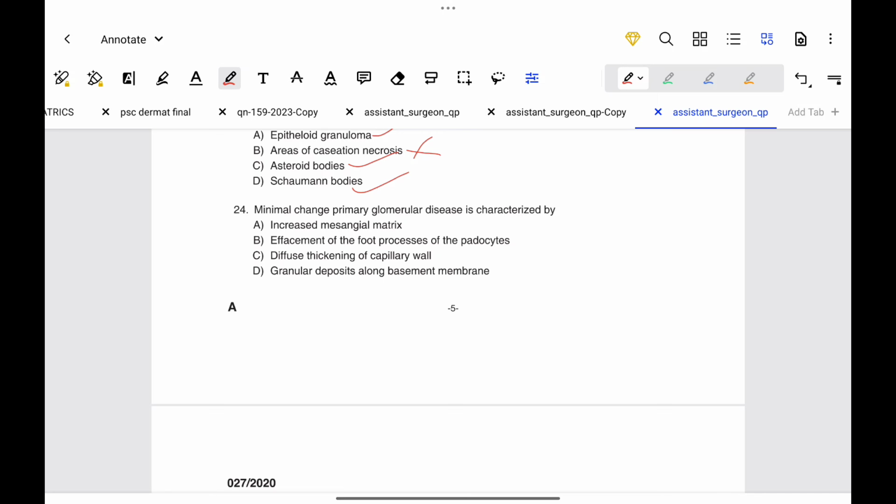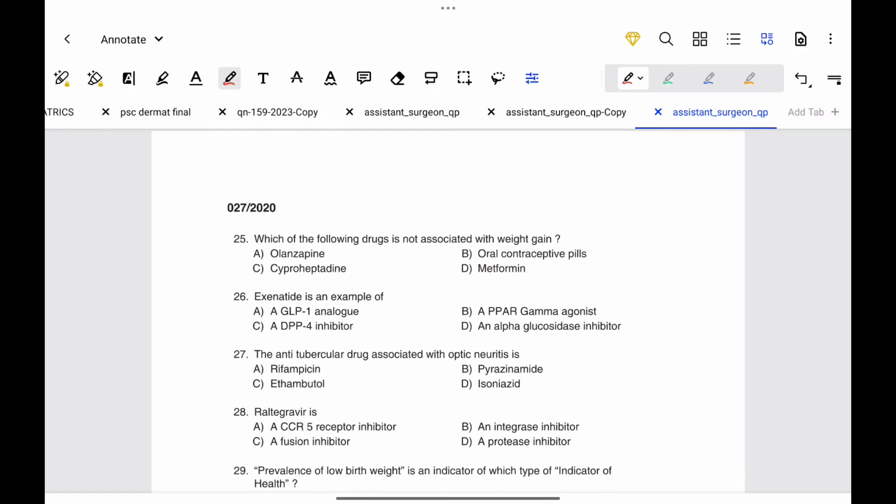Minimal change primary glomerular disease is characterized by effacement of the foot process of the podocytes. It's podocyte. Okay. Next, which of the following drug is not associated with weight gain? The drug not associated with weight gain is option D, metformin. Exenatide, it is an example of GLP-1 analog.